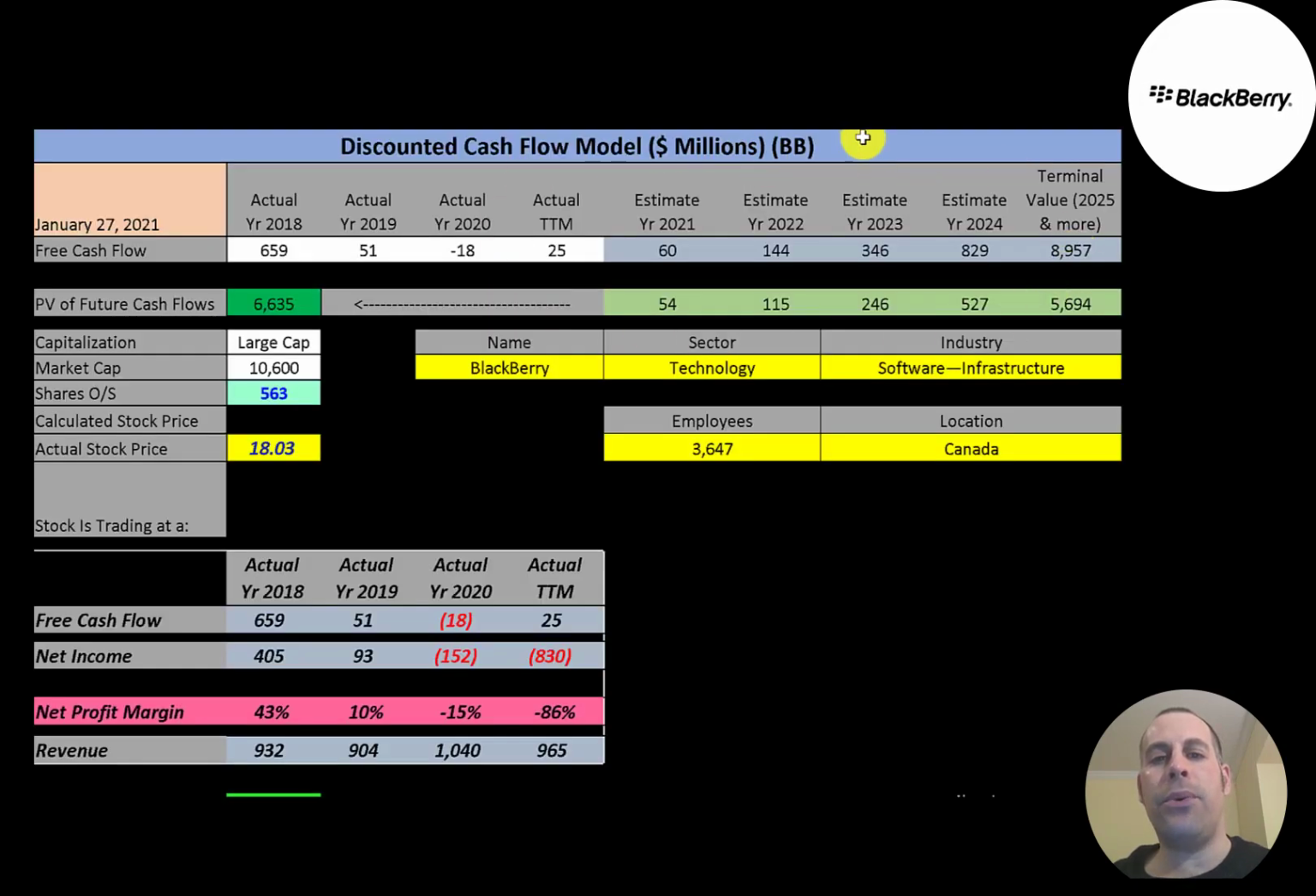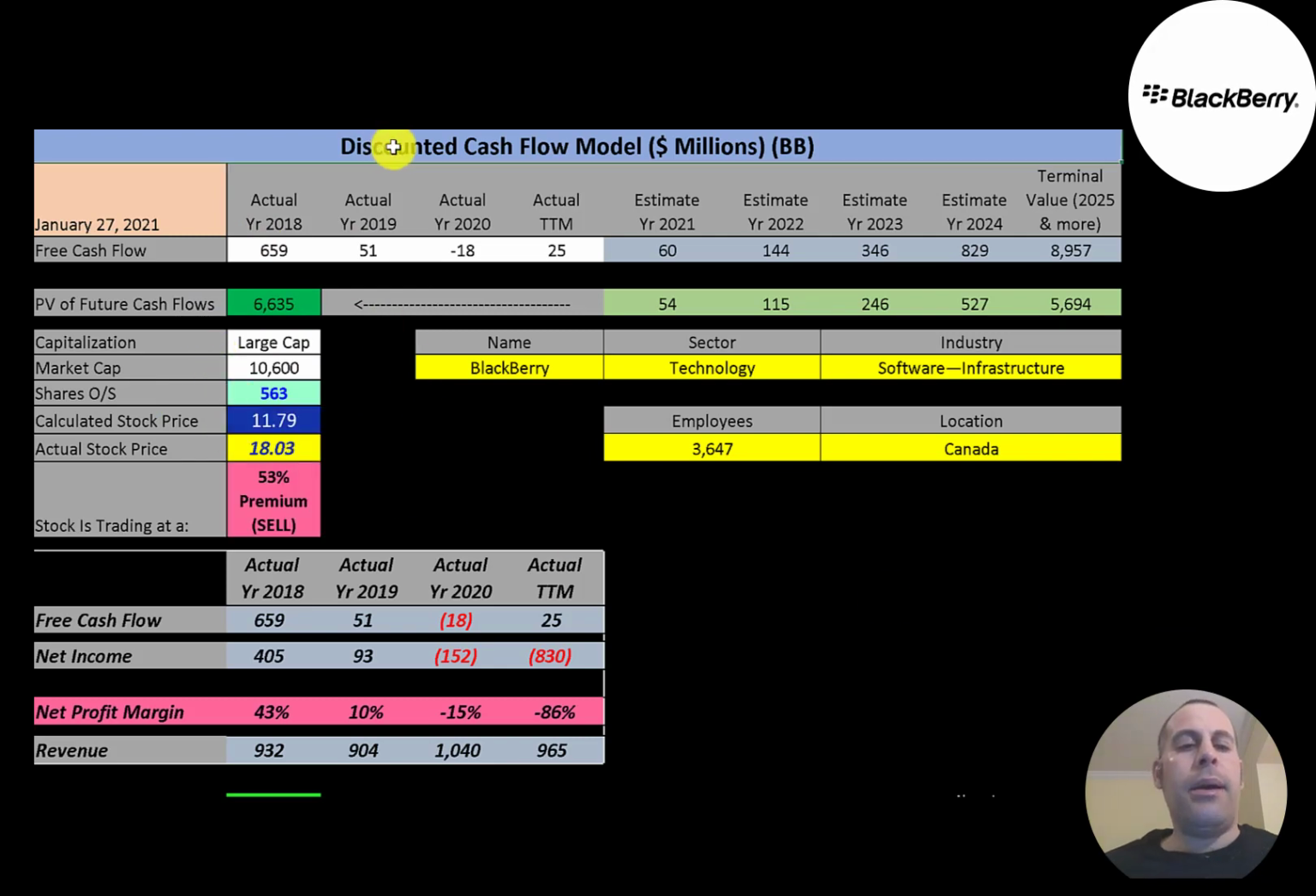We estimated 4 years of future free cash flows. We also estimated terminal value, which is all cash flows past year four, that's $9 billion. We discounted those numbers back to today using the weighted average cost of capital. We get a value of the company of $6.6 billion. We divide that by 563 million shares. And we get a calculated stock price of $12. They're trading at $18, so they're trading at a 53% premium. It's a sell according to the model.